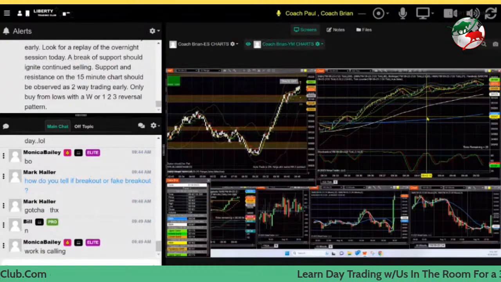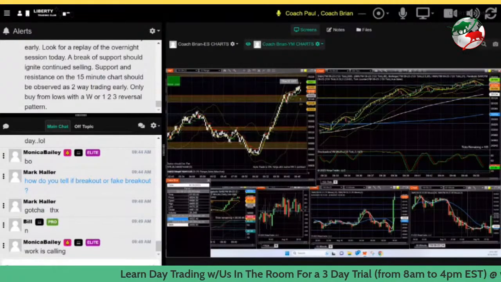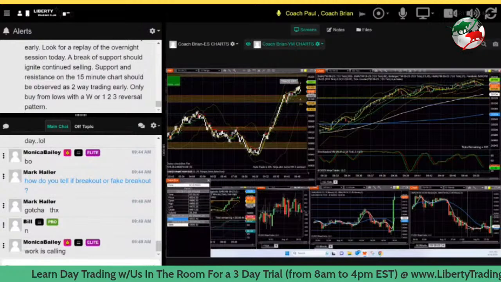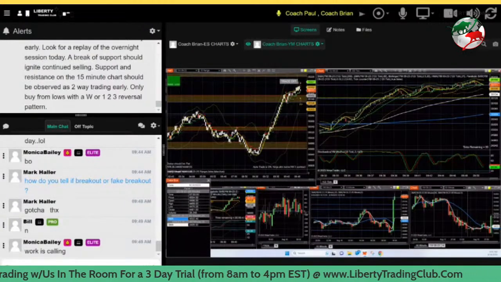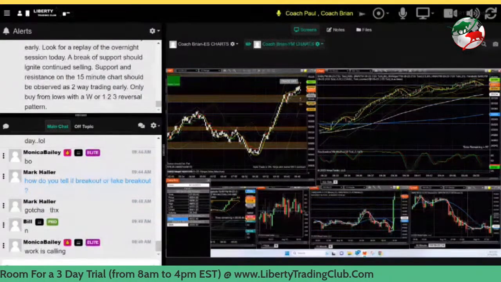All right, we got like 10 people already done for the day. That's pretty awesome. So check, one of our morning plan has come to fruition. The push up close to the open, on the open.